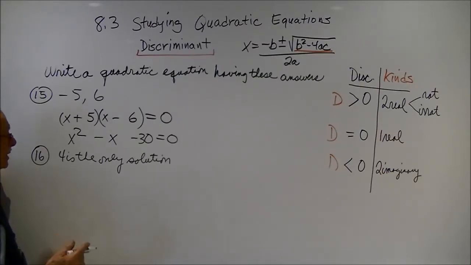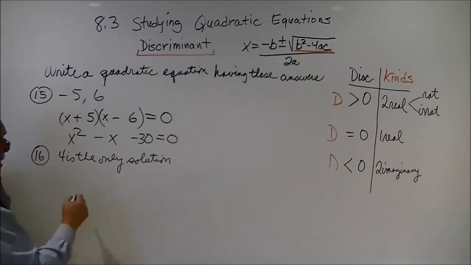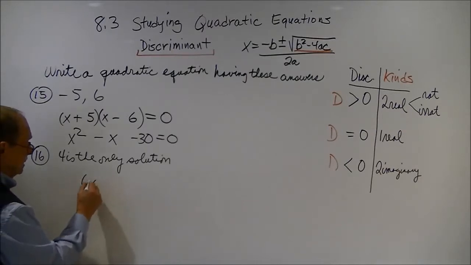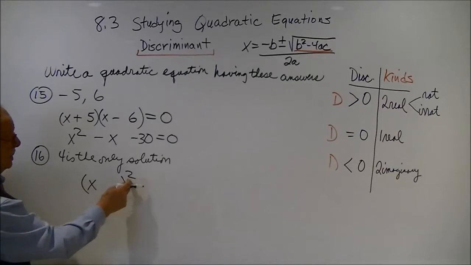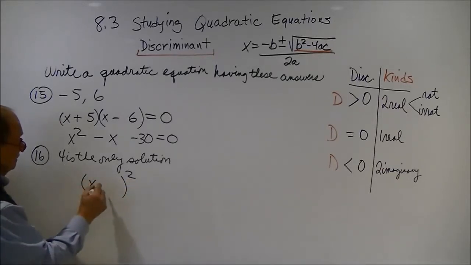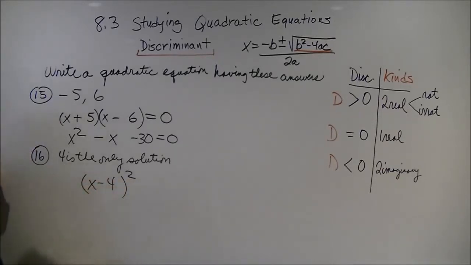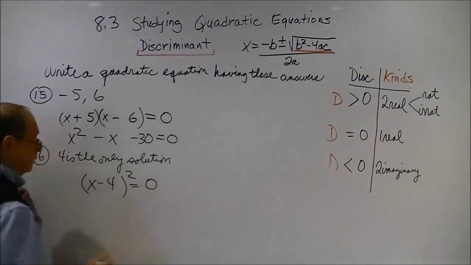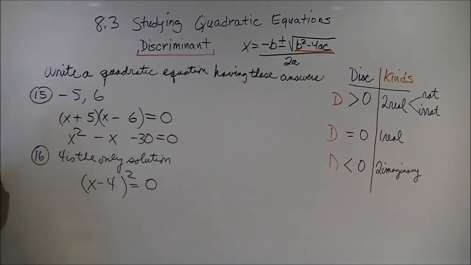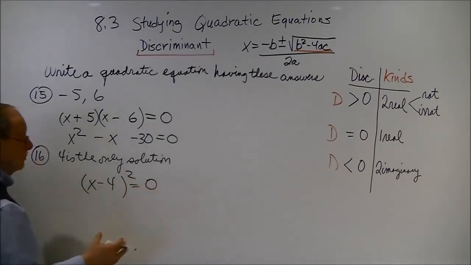Okay. Now this next one, it says only 4 is the solution. So you might be thinking, what's going on here? Well, it's going to be x. Remember, there's quadratic equations, so we need 2. If we had something like that, equals 0, and what would the equation have been?